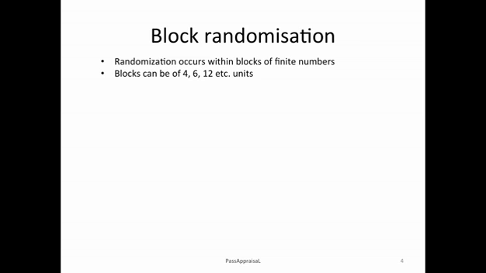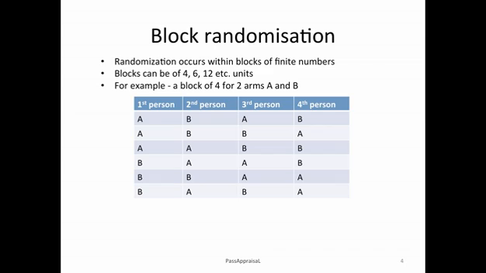This problem can be avoided if we use block randomization instead of simple randomization. Here, the random allocation occurs within blocks of specific size. We can randomize using blocks of 4, blocks of 6, blocks of 12, etc. Let me show you an example of a 4-unit block here. We're going to allocate 24 people, 12 each, to treatment A and treatment B. If I generate a block randomized sequence as shown here, this ensures that the two arms of the study are equal sized at any given time point of the trial.